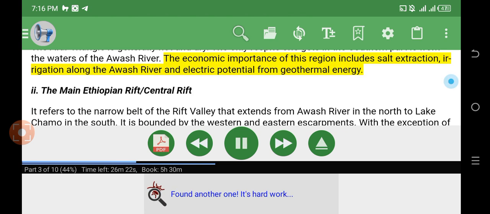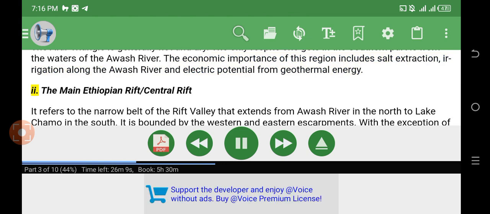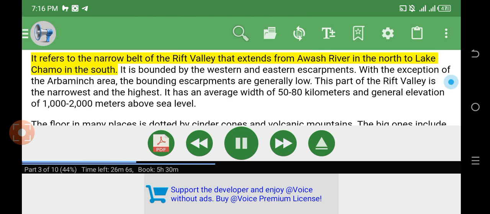The Main Ethiopian Rift, or Central Rift, refers to the narrow belt of the Rift Valley that extends from the Awash River in the north to Lake Chamo in the south. It is bounded by the western and eastern escarpments. With the exception of the Arba Minch area, the bounding escarpments are generally low. This part of the Rift Valley is the narrowest and the highest.